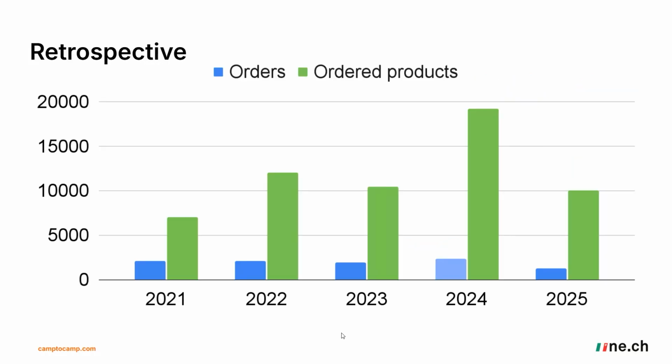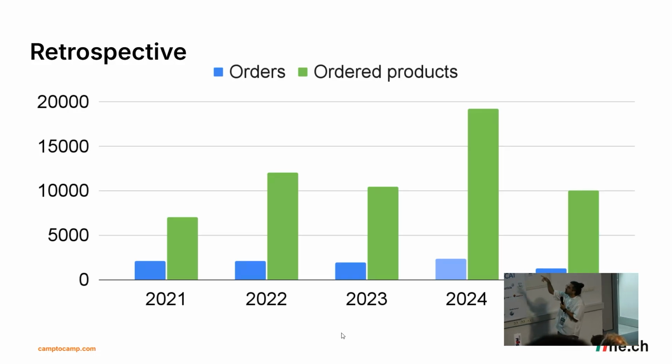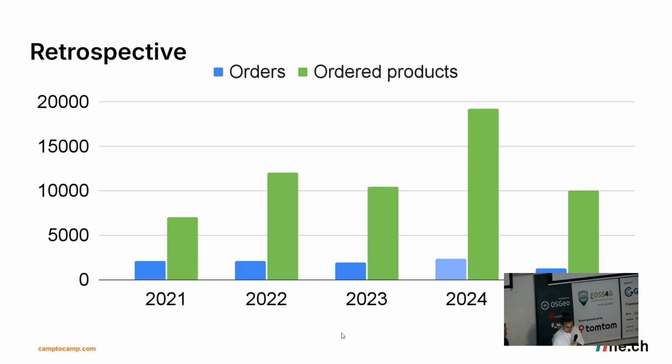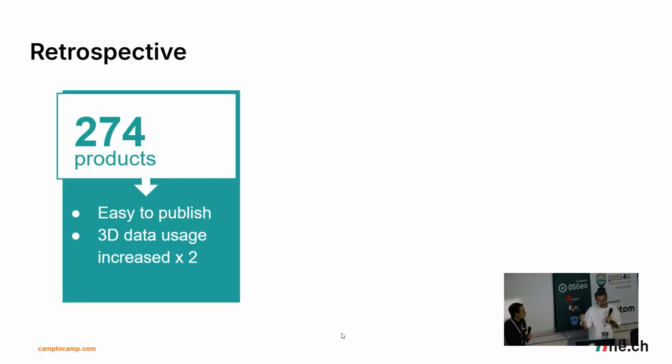Some words about how it is working at Neuchâtel. We have had it since the end of 2021. We have around 2,500 orders per year, and with the products added to the carts, we are close to 20,000 products ordered per year. So this makes a lot of extractions. We are providing almost 300 products. We started with 100. It is really easy to publish a new product, which is why it's growing.